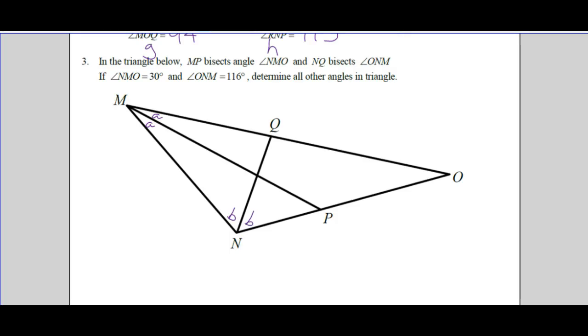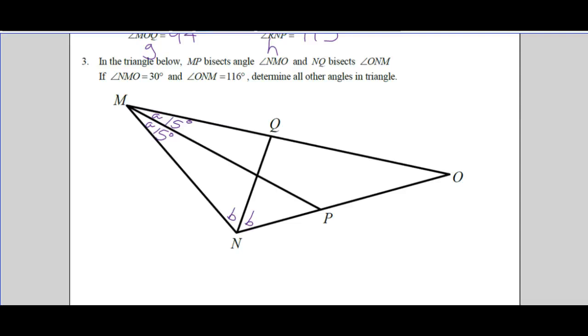If angle NMO, where's angle NMO? What can we say here? The whole thing. So what's A? Half of it. What's NMO? Twice A. So what's A? 15. Okay, so all we're doing is working with what we've got here. We just labeled. We said these two are equal, and they add up to 30.